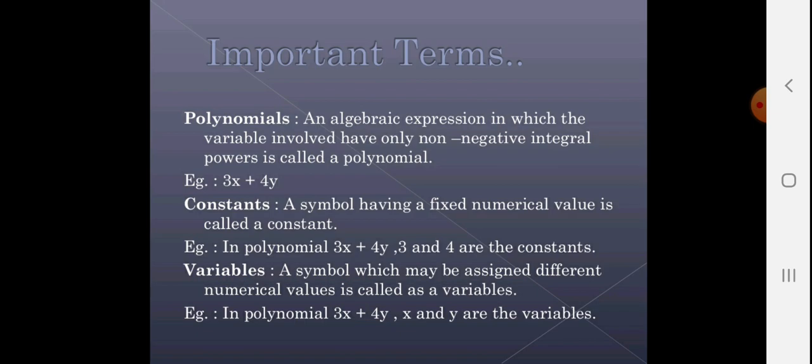Constant, a symbol that has a fixed numerical value is called the constant. In polynomial, 3x plus 4y, 3 and 4 are the constants. Variables, a symbol which may be assigned different numerical values is called the variable. So x and y have different values. In polynomial, 3x plus 4y, x and y are the variables.